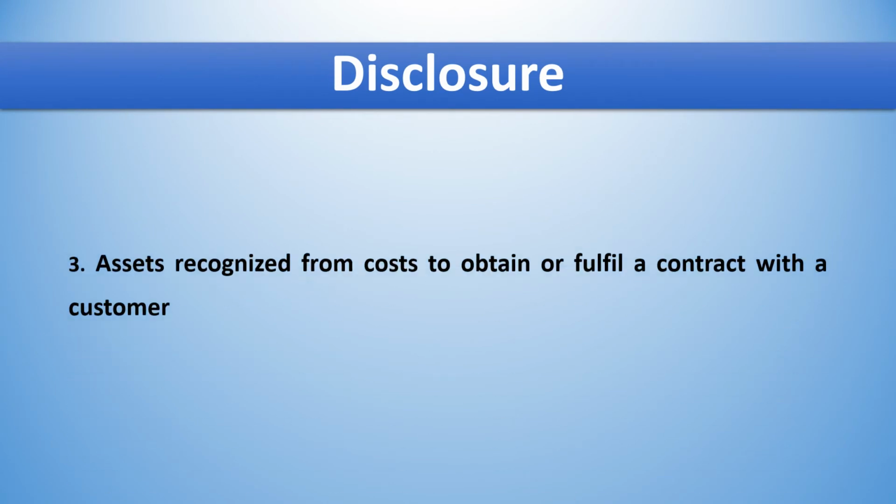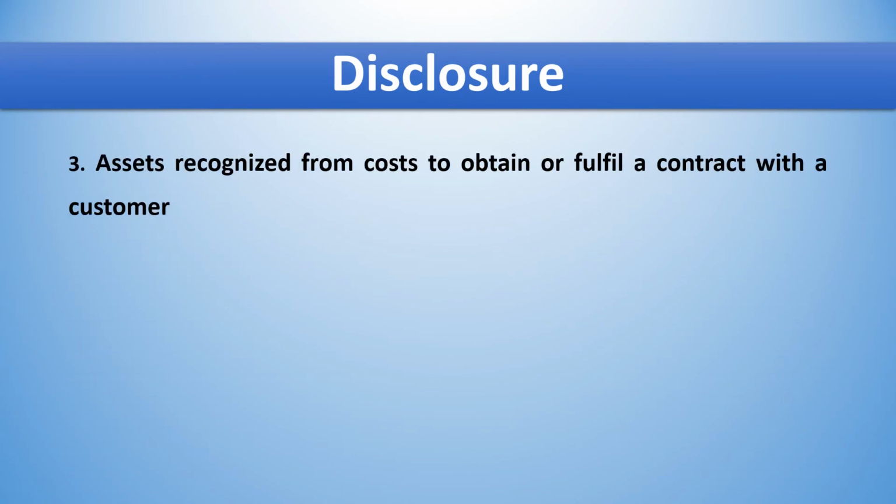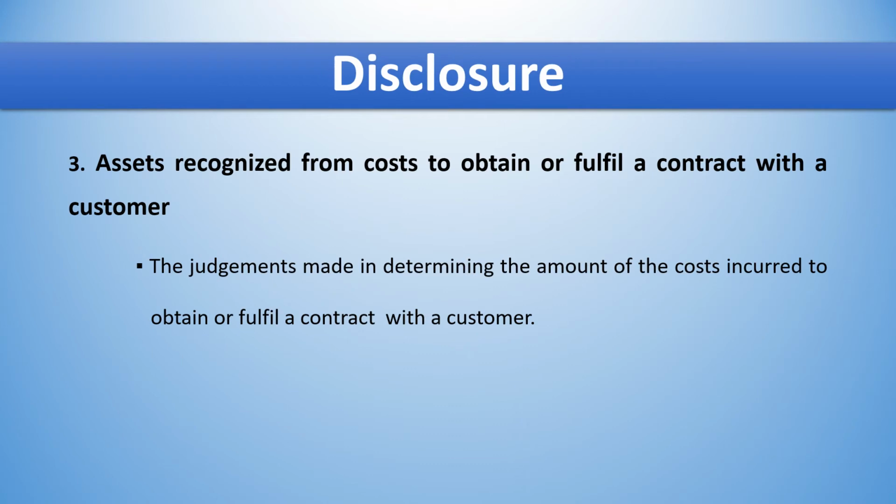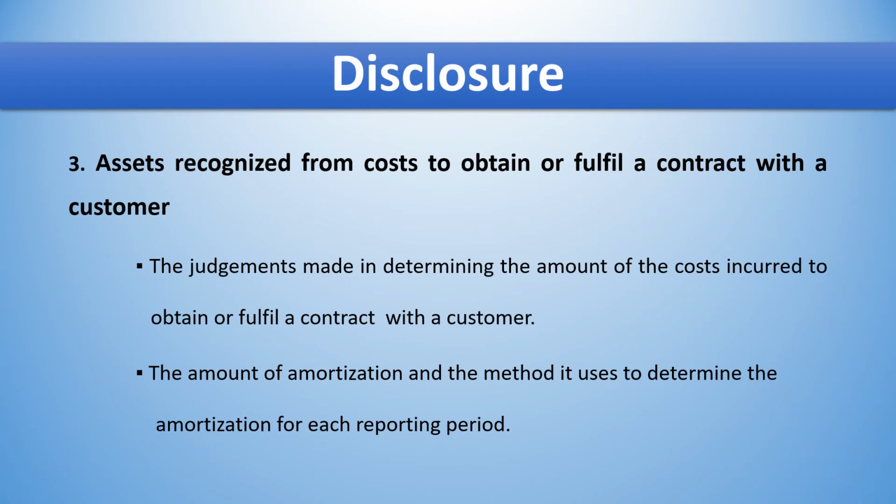Further, companies should disclose assets recognized from the cost to obtain or fulfill a contract with the customer. Here, the judgments made in determining the amount of the cost incurred to obtain or fulfill the contract, as well as the amount of amortization and the method used to determine the amortization, should be disclosed.